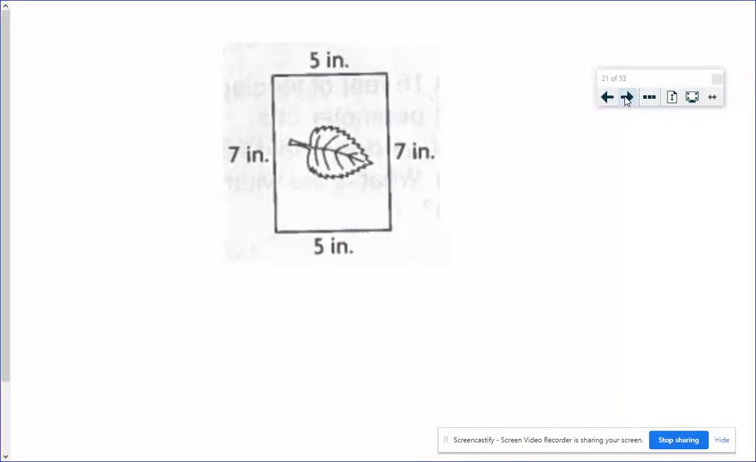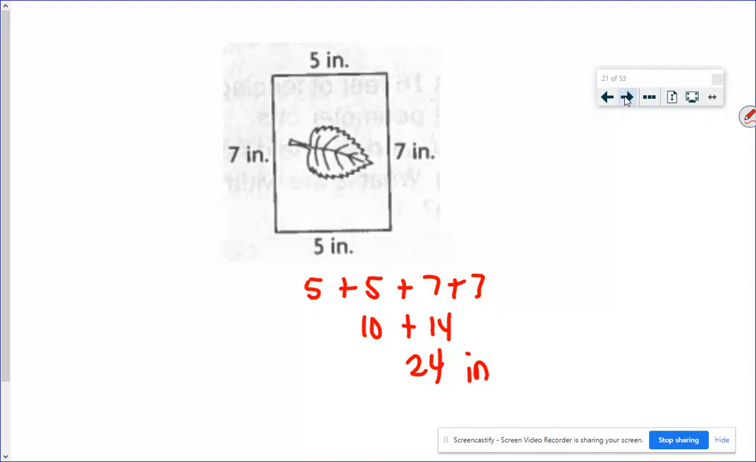Here is a picture of a leaf. It could be a poster, a card, just an identification picture of some type of leaf from science class or something like that. You need to find the perimeter. Pause the video and figure that out and check back with me again. 5 plus 5 plus 7 plus 7. 24. The perimeter of this picture of a leaf is 24 inches.